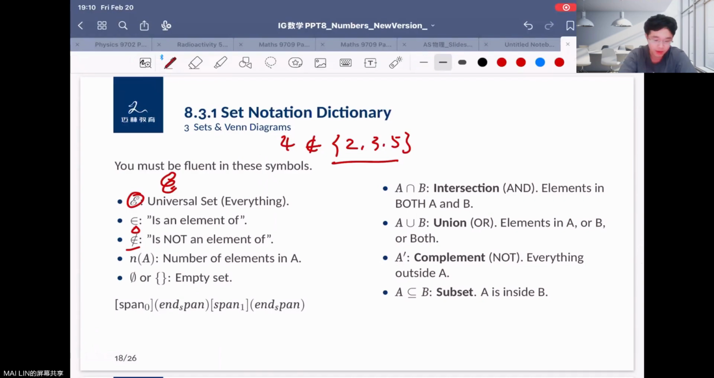N(A) means the number of elements in A. So here, for N({2, 3, 5}), we can say that equals 3, right? There are a total of 3 numbers in the set.